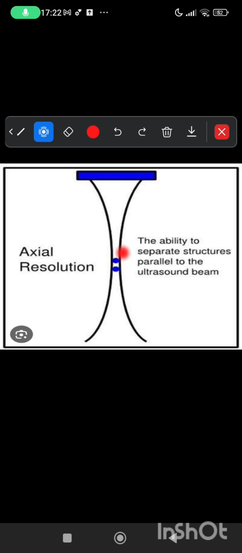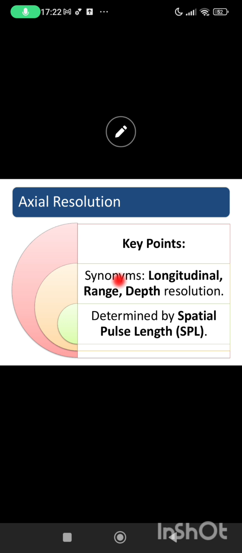The ability to separate structures parallel to the ultrasound beam is known as axial resolution. As you can see here, there are 2 structures, and the ability to differentiate these 2 structures as separate is known as axial resolution. Now, what are the other names of axial resolution? These are very important. Its names are longitudinal, range, and depth resolution, and it is determined by spatial pulse length.